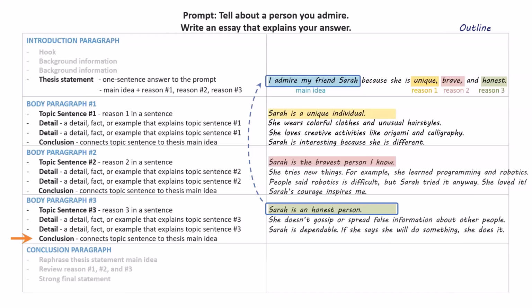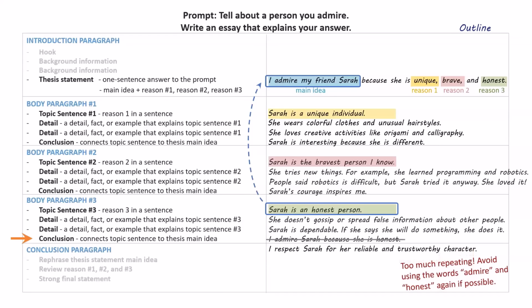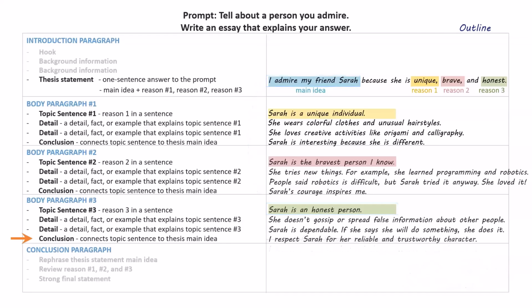We could write, I admire my friend Sarah because she's honest, but remember, we don't want to repeat words and phrases, so let's use slightly different words to avoid repeating. I respect Sarah for her reliable and trustworthy character. So we've completed the outline section for our 3 body paragraphs. Now let's write the section of our outline for the conclusion paragraph.